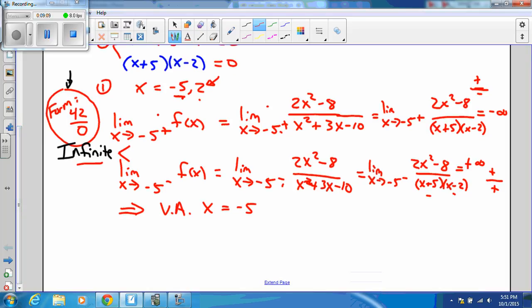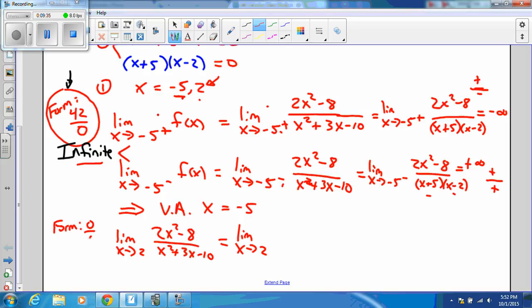Now we're ready to analyze x equals 2. And so we're going to take the limit as x goes to 2 of f of x, which I'll just write as what it is, which is 2x squared minus 8 over x squared plus 3x minus 10. Please note that when I check the form on this one, the form that I get is very different from the previous one. I get 0 over 0, which is an indeterminate form.